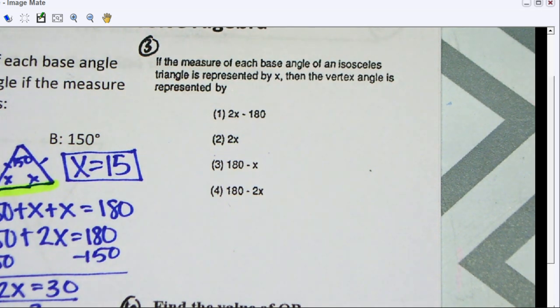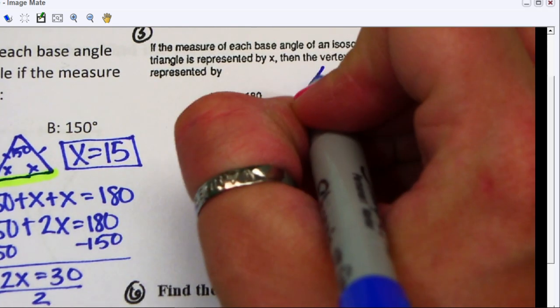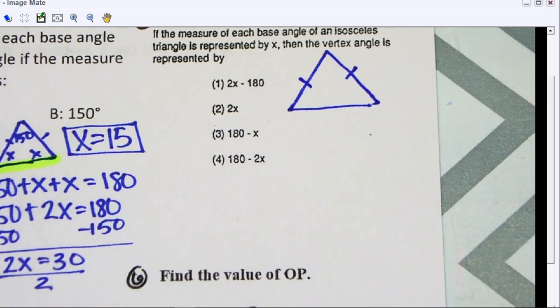Okay, what kind of triangle? An isosceles triangle. So let's draw it because it says isosceles triangle. I draw them sitting on the base. That's pretty much how everybody likes to draw them. So I'm going to mark my legs, highlight the base.